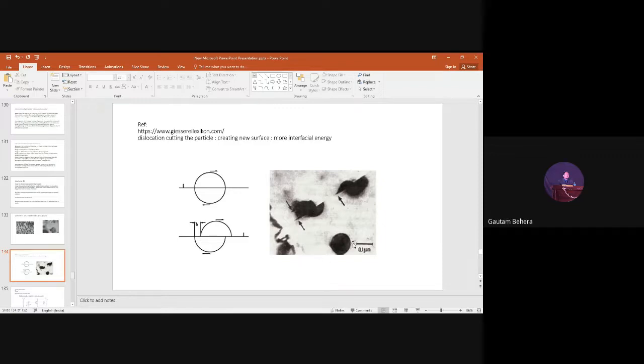Suppose this type of particles are already present over here, and the dislocation is gliding in this direction in this slip plane. So what is happening? It is just shearing it. Right? The particle has been sheared. Or suppose the dislocation is moving in this direction. It is shearing the particle into two halves. You can see this is one half, this is one half.